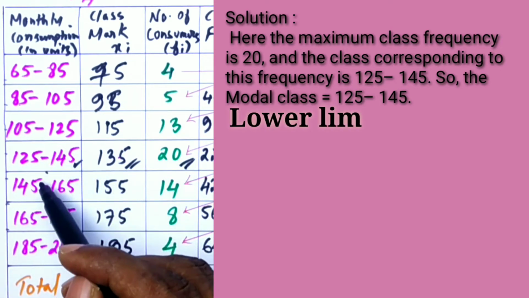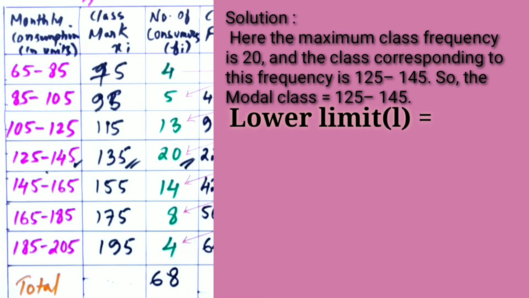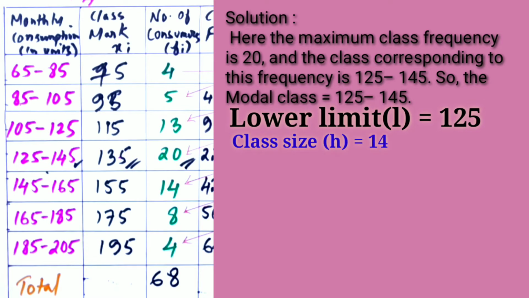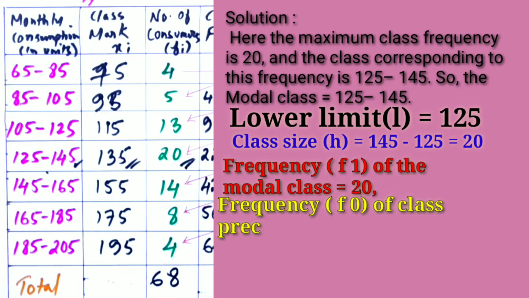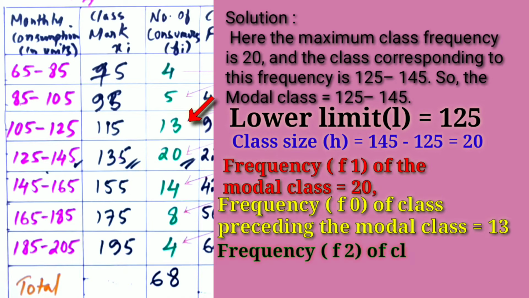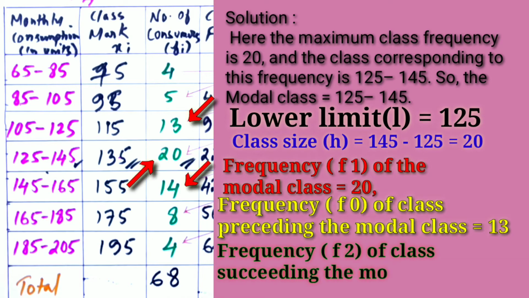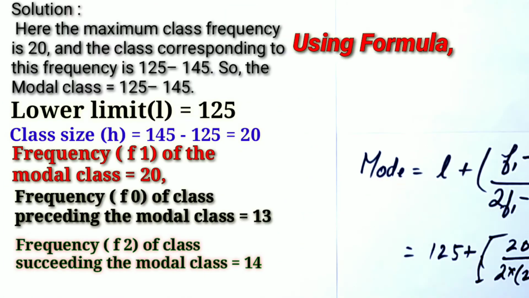Lower limit is 125. Class size will be 145 minus 125, which is 20. Frequency of the modal class is 20, f1. Frequency f0 of the class preceding the modal class is 13. Frequency f2 of the class succeeding the modal class is 14. So let us calculate the mode using the formula.